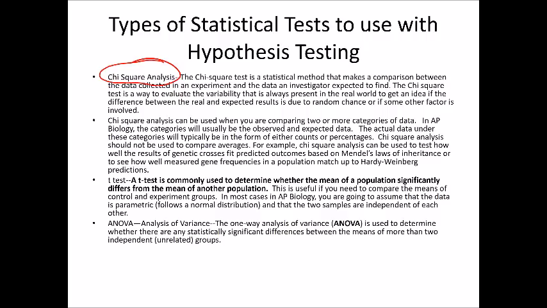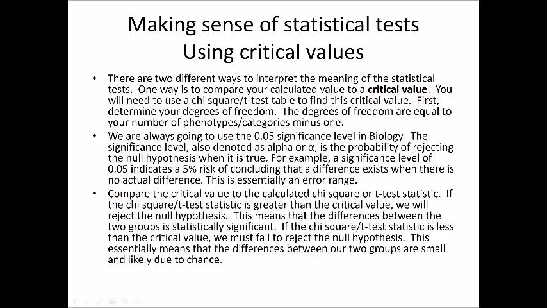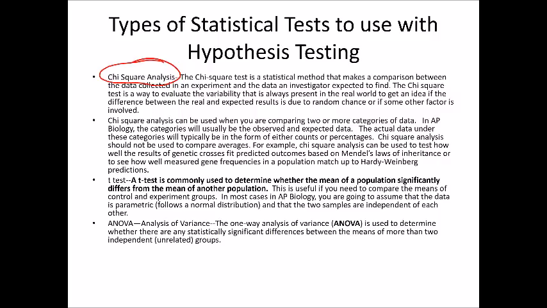We also can use a t-test. A t-test is used when we're comparing the means to see if the means of two populations differ significantly from each other. This might be really good in AP Bio when we're comparing the means of a number of trichomes in our artificial selection lab. We won't actually ever have to calculate an ANOVA, which is an analysis of variance. But this is a test that can allow us to compare the means of two or more independent, unrelated groups.